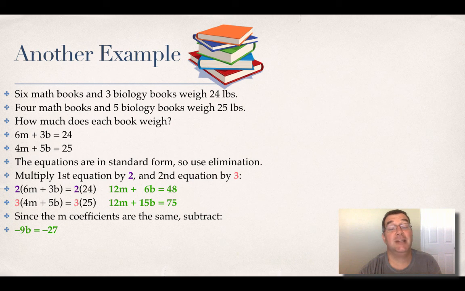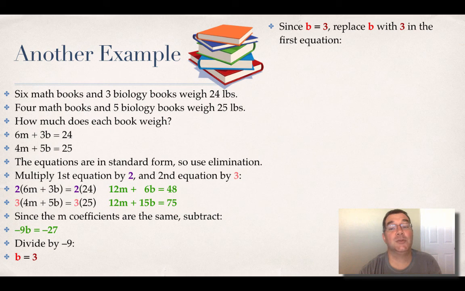This equation is much nicer because it only has one variable. To solve it, I'm going to divide both sides by negative 9. So negative 9b divided by negative 9 is just b, and negative 27 divided by negative 9 is 3. So I now know that a biology book weighs 3 pounds. I just need to figure out how much a math book weighs.